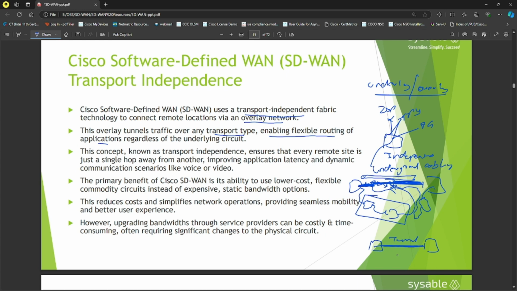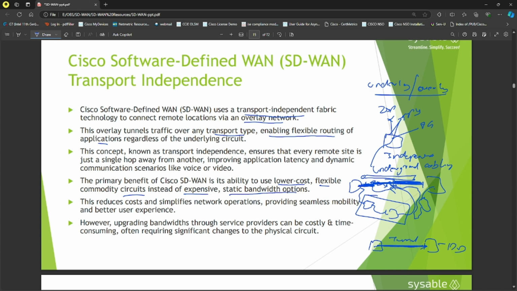So this gives an ability because the tunnel is already there, the application is hosted over here, and we already know where the hosted applications are. So when the device knows where the application is, it will just go directly to that particular device. No need to look up and everything. So the user experience will improve. The primary benefit of Cisco SD-WAN is its ability to use lower-cost, flexible commodity circuits instead of expensive static bandwidth options.